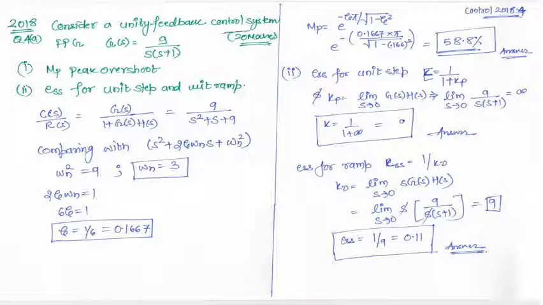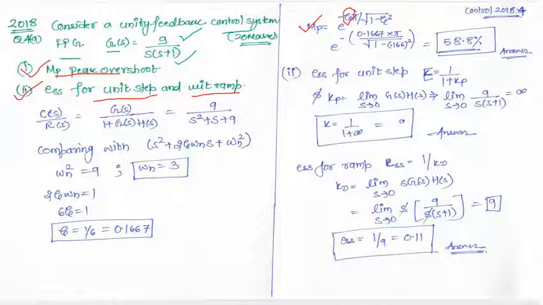consider a unity feedback control system with forward path gain G(s) equals 9 divided by s into (s plus 1), and you need to find out the peak overshoot and ESS, that is steady state error, for unit step and unit ramp input. Peak overshoot is given by this formula. We'll come to this. Before that we need to find out zeta.